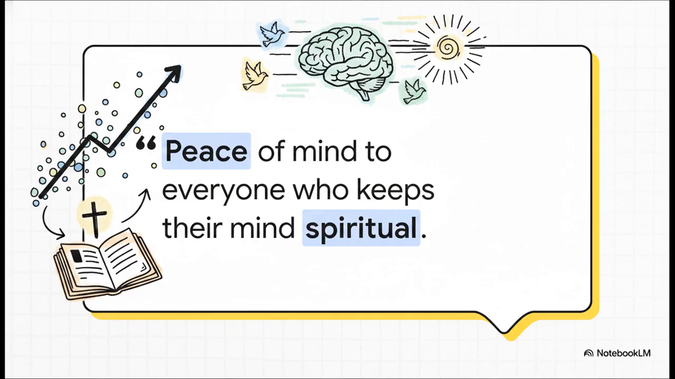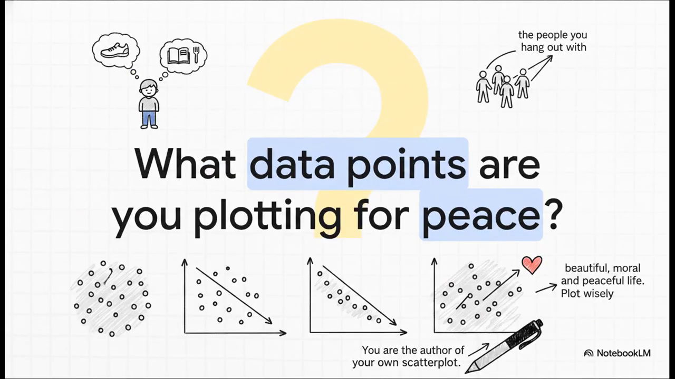And really, that's the ultimate pattern we all want to establish. So I want to leave you with one final super important question to think about today. Look at your own daily habits, the people you hang around with, the choices you're making. What data points are you plotting in your life today? Are they just a random cloud of chaos? Are they trending downward? Or are you intentionally plotting points that are going to lead to a beautiful, moral, and peaceful life? Because remember, you are the author of your own scatterplot, so plot wisely.